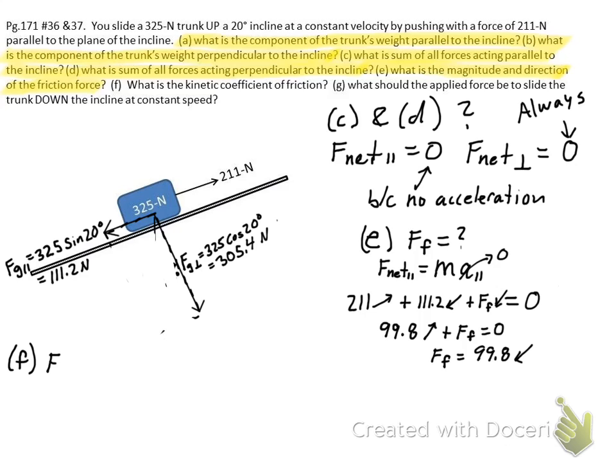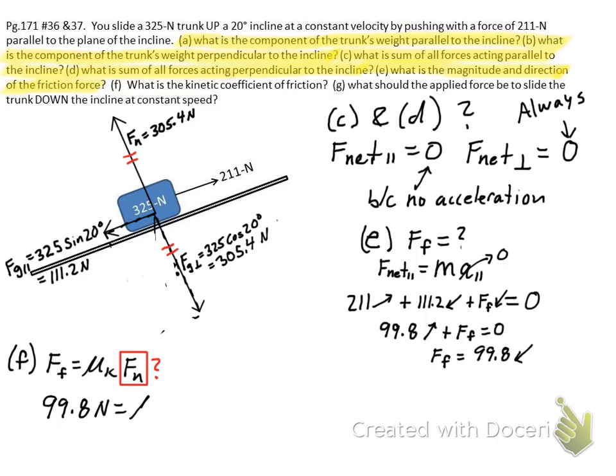Now let's get to part F. What is the kinetic coefficient of friction? Well, we have this formula right here, and this would make it very easy, except what is force normal? To get force normal, we have to look at our other dimension, perpendicular to the plane of contact. We must also be in equilibrium. If we look at the free body diagram, we are not. I need a force normal that is equal in magnitude and opposite in direction to the perpendicular component of the weight. So force normal must also be 305.4 newtons. With that information, I can put it into my force of sliding friction formula and solve for mu k, 0.33.